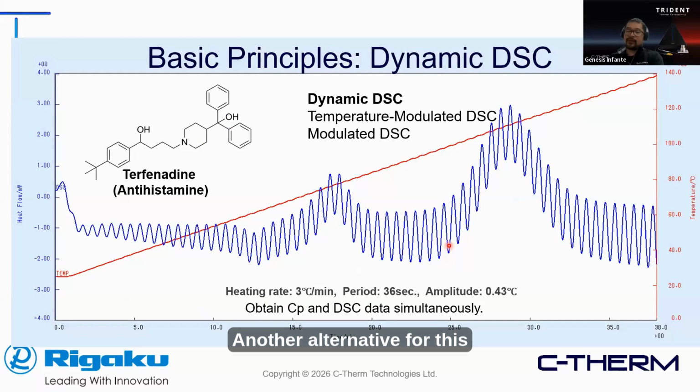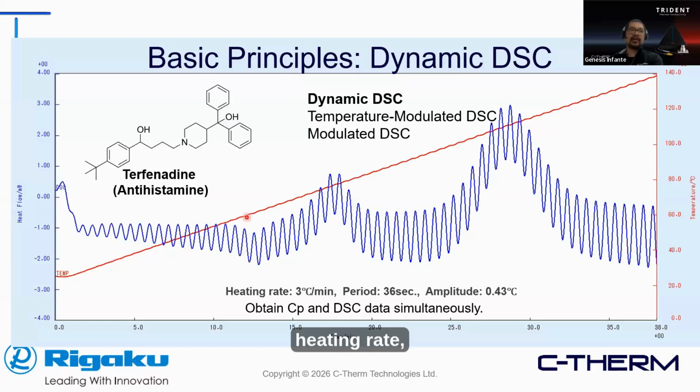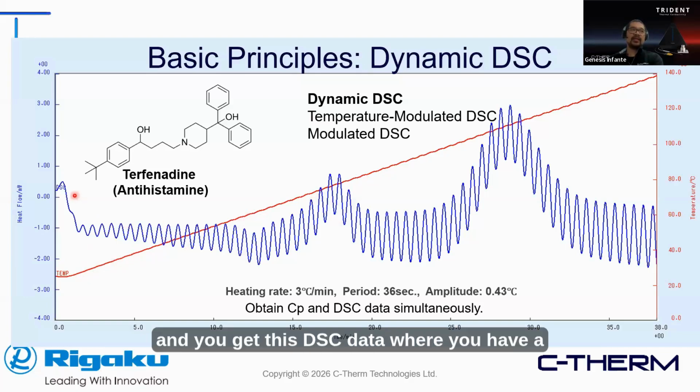Another alternative for this would be what we call dynamic DSC or modulated DSC, also often referred to as temperature modulated DSC. Instead of having a linear heating rate, you also have a sinusoidal type heating rate on top of that. So what you end up doing is almost having this stepwise heating rate, and you get this DSC data where you have an up and down in a sinusoidal signal.